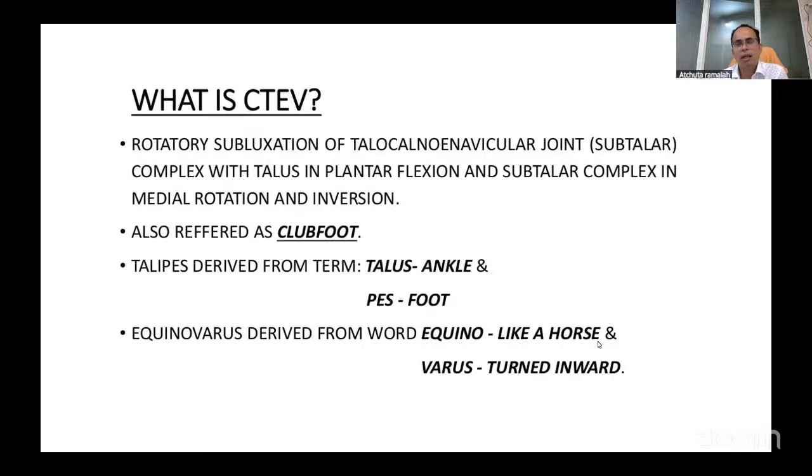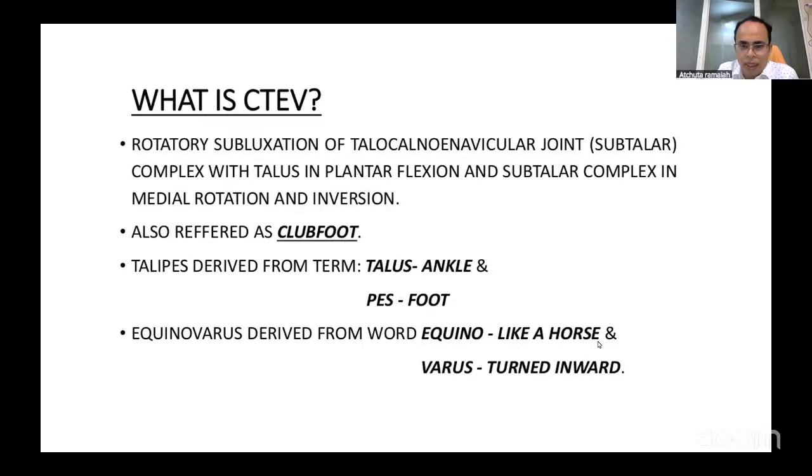So the origin of the word talipes is derived from the ankle and foot. Talus means ankle, pes means foot. Equinovarus also has other meanings. Equino means like a horse, varus means turned inward. I think till this point we are very clear.